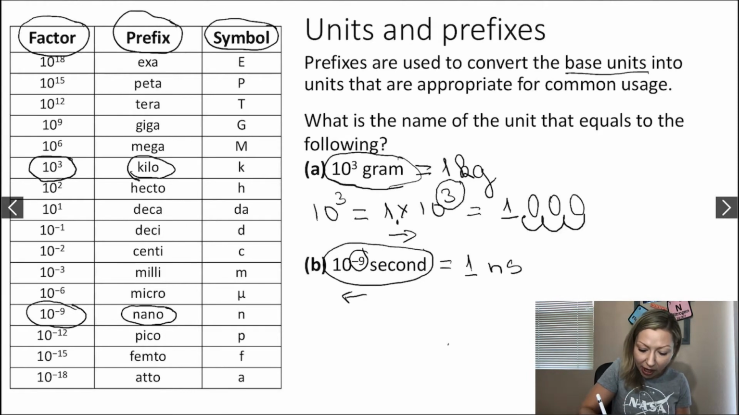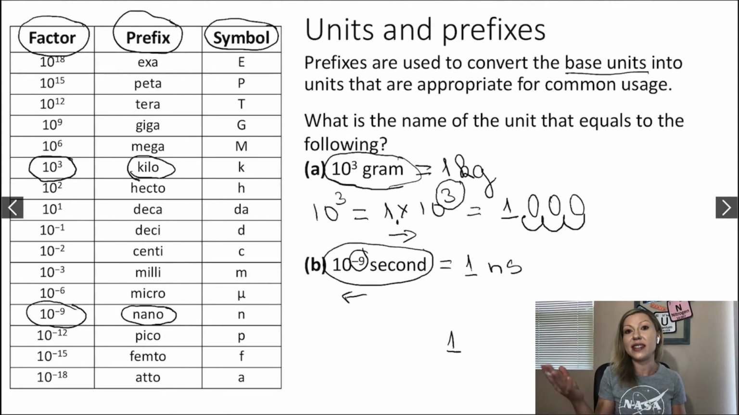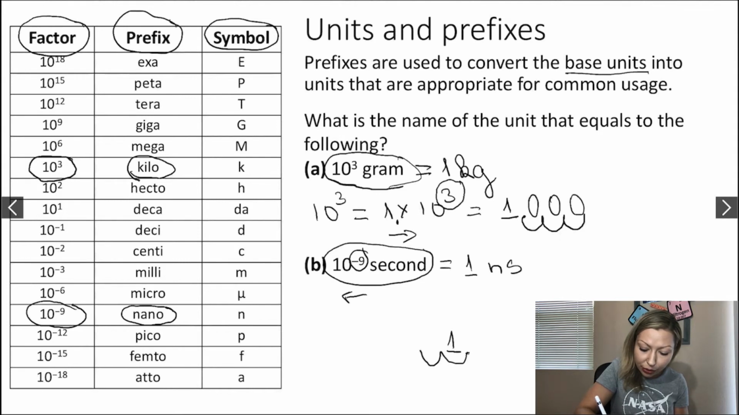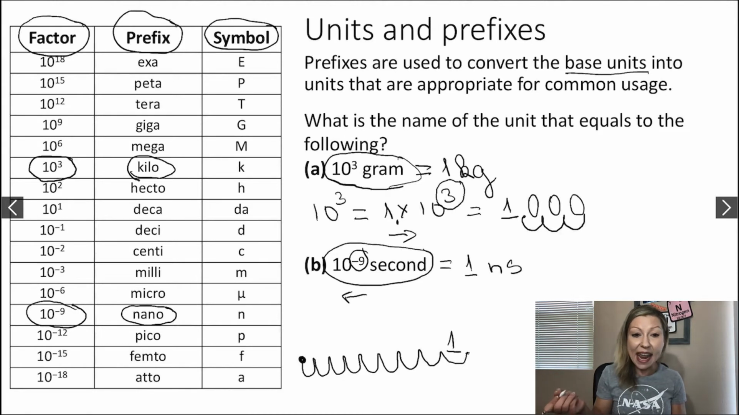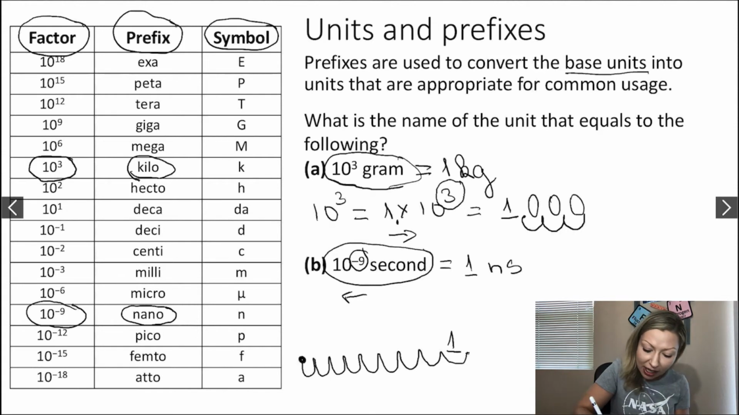So let's say I have my 1, right? Because 10 to the negative 9th is just 1 times 10 to the negative 9th. But I assume that I had my decimal place here, and then I have to move it by 9 to the left. So 1, 2, 3, 4, 5, 6, 7, 8, 9. Okay, so there is my decimal place. And now I just simply fill those empty spots up with zeros. 0, 0, 0, 0, 0, 0, 0, 0, 0.